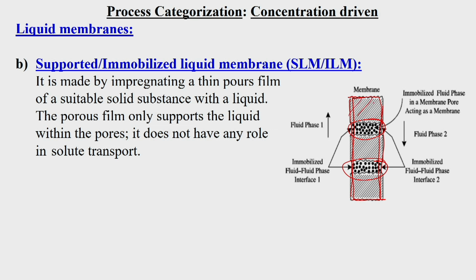So, this is the membrane and inside these big pores, suppose an immobilized fluid phase or interface is there. When a particular target component is brought into contact with this membrane, this material will be transported through this immobilized phase, and then it will be separated on the other side of this membrane, that is, the immobilized fluid phase interface 2, from the opposite side of this supported liquid membrane. This is also used on the lab scale for the separation of many dyes or many metals.